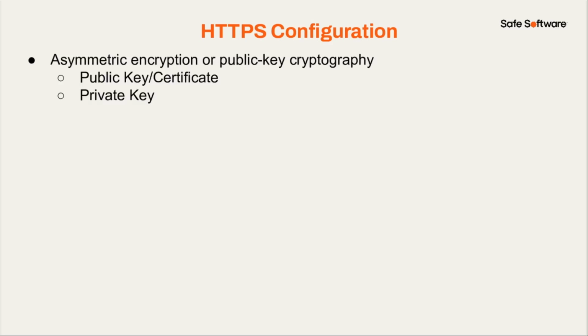This involves a key pair, a public key that is shared openly using a certificate, and the private key that is kept secret and known only to the FME host. So the data that is encrypted with the public key can only be decrypted using the corresponding private key, and vice versa. The data encrypted with the private key can only be decrypted using the corresponding public key.